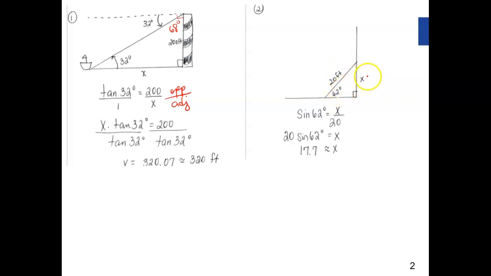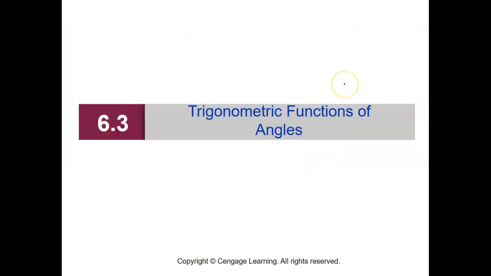Looking at this, we have the opposite side and we have the hypotenuse. So opposite and hypotenuse is going to be the sine function. So the sine of 62 is x over 20. Once that's set up, cross multiply and you'll get your answer to be 17.7.